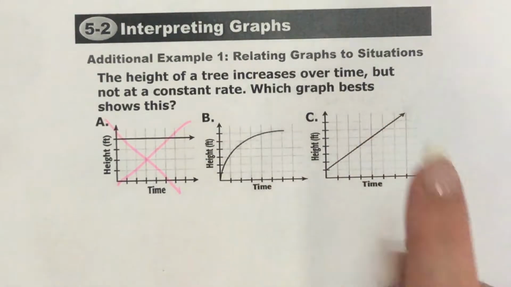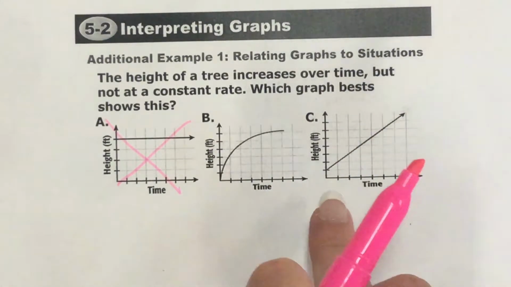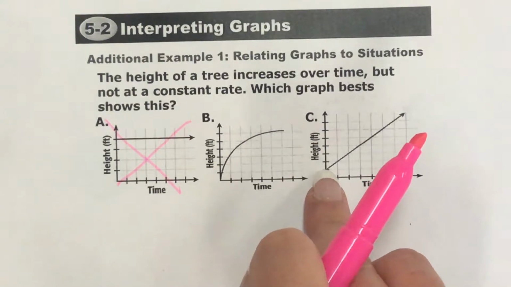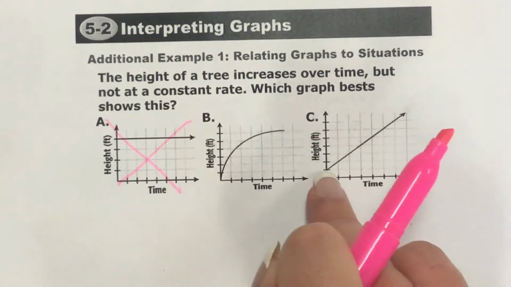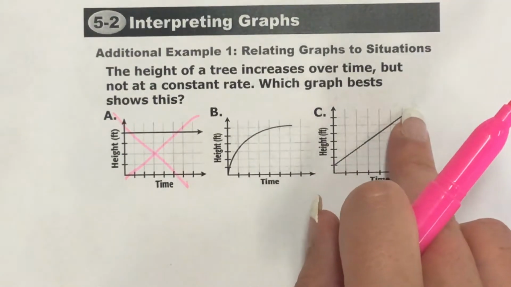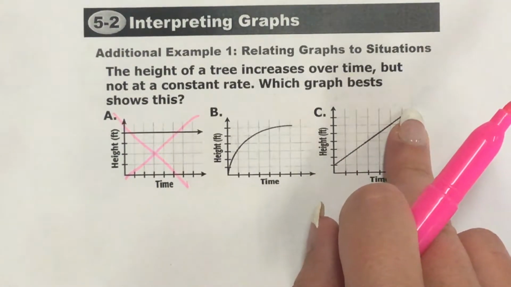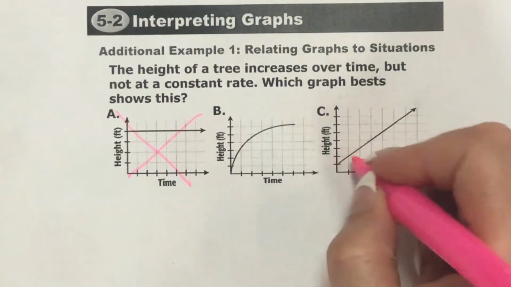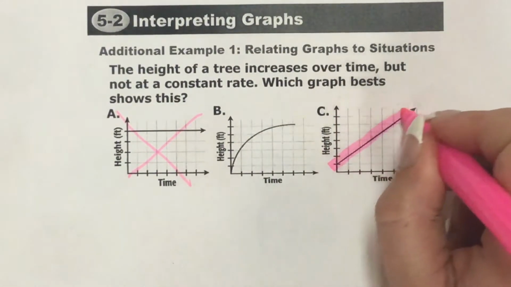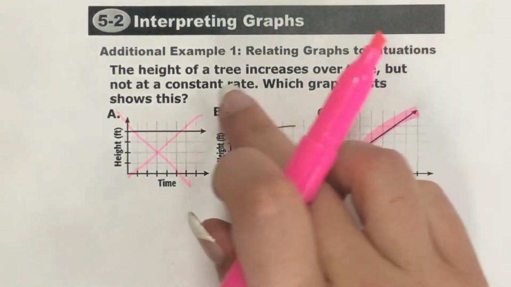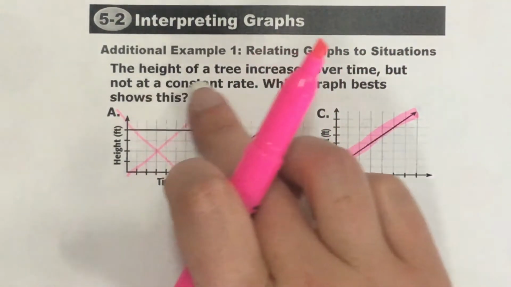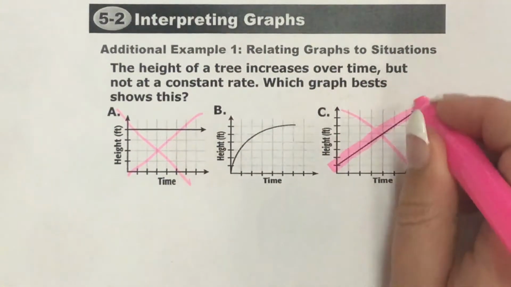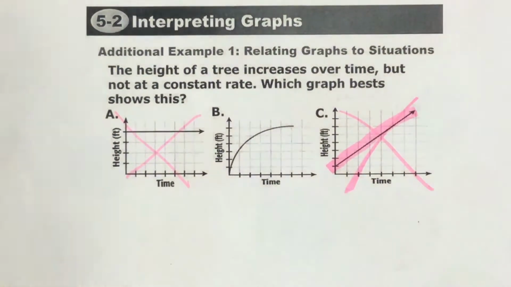I'm going to go to C. C, the height of the tree, this is kind of accurate, you know what I mean? It's going to start somewhere, and it increases. As time increases, the height of the tree increases. But since it is a straight line here, it is increasing at a constant rate. And what our problem says, the height of the tree increases over time, but not at a constant rate. So it's not going to be a straight line. So we know it's not that one.